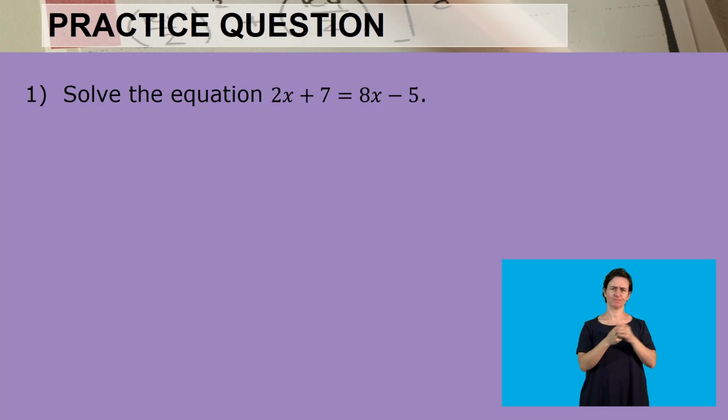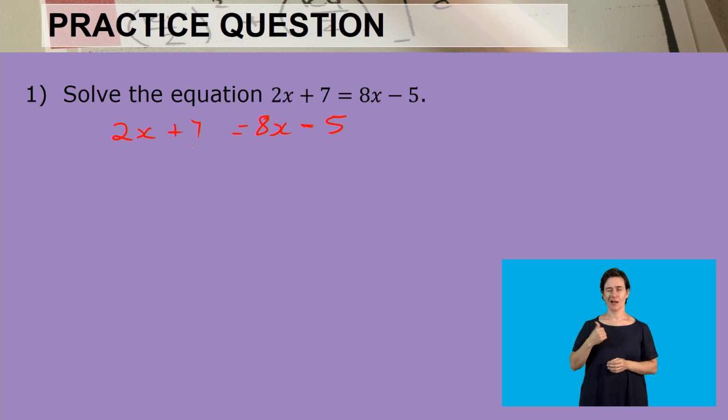Good day, learners. For today, we are going to do practice on solving equations. The first question on our practice questions reads as follows. Solve the equation 2x plus 7 equals 8x minus 5. So let's rewrite it: 2x plus 7 equals 8x minus 5.